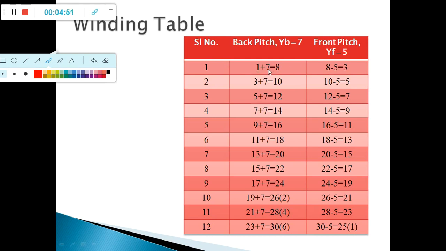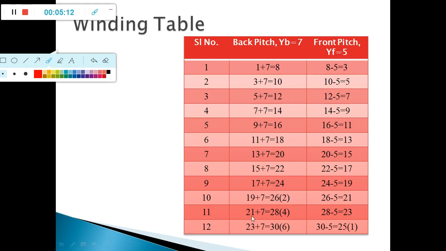So back pitch is equals to 7, front pitch is equals to 5. 1 plus 7 is equals to 8, 8 minus 5 is equals to 3, and you keep on writing all this. Here you can see 19 plus 7 is equals to 26, but the total number of conductors what we have is 24. So 26 minus 24 is equals to 2.